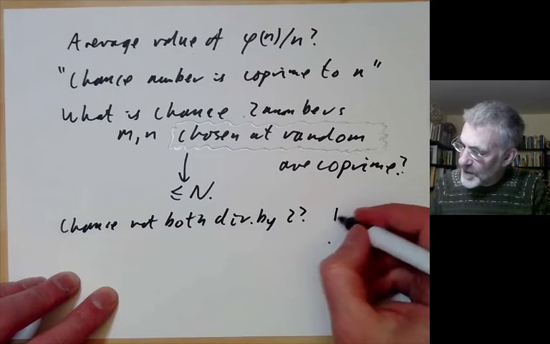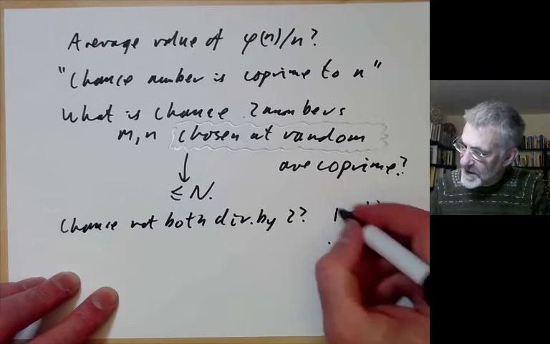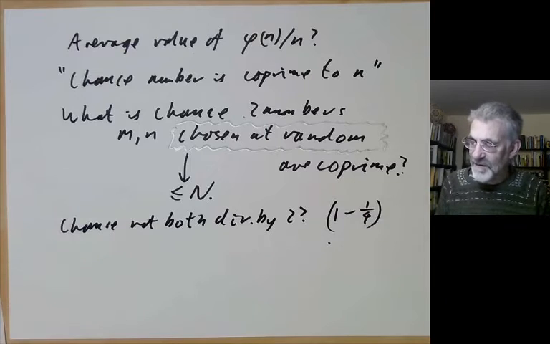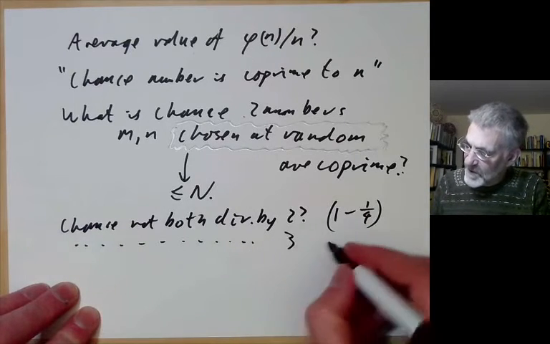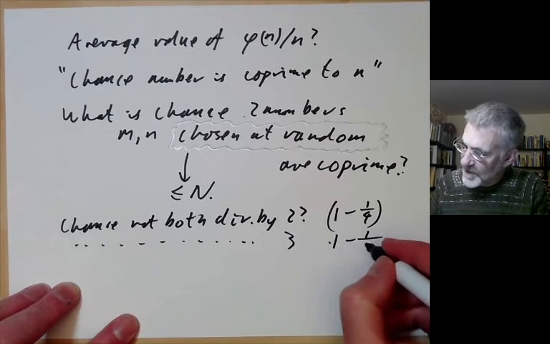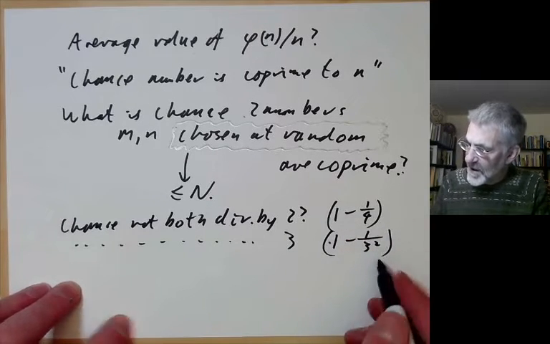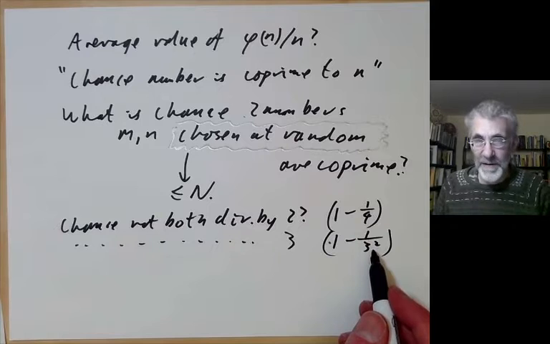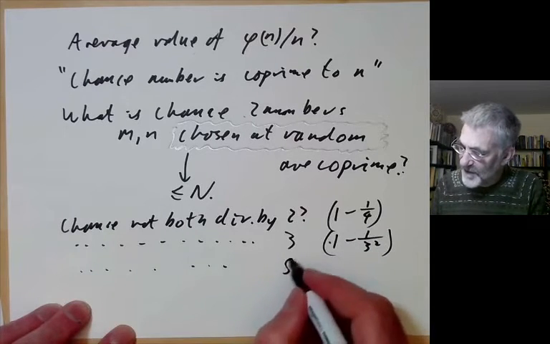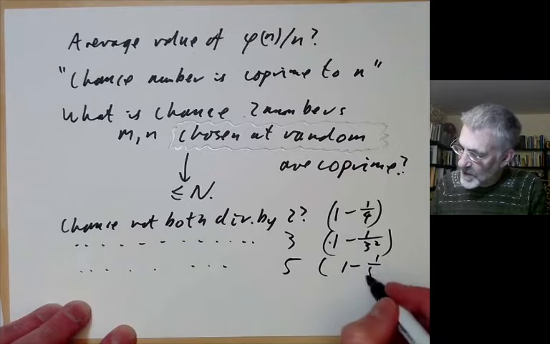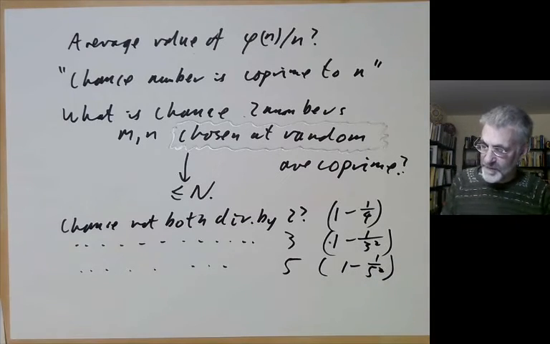Well, this will be 1 minus a quarter, because there's a 1 in 4 chance that they're both divisible by 2. What's the chance they're not both divisible by 3? Well, this will be 1 minus 1/3 squared, because there's a 1 in 9 chance that they're both divisible by 3. And similarly, the chance they're not both divisible by 5 is 1 minus 1/5 squared, and so on.